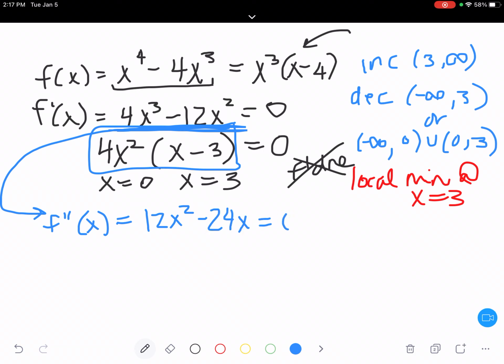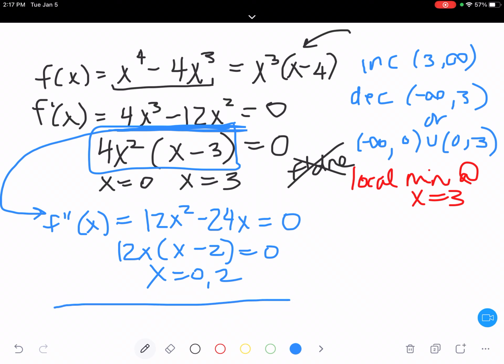And I'm going to also set this one equal to 0. Okay, and I could factor a 12x out of here and I'll be left with x minus 2 equals 0. And so I'm going to have zeros at 0 and at 2. Okay, sign chart. It's just my number line again, but it's going to be f double prime this time. And I have zeros at 0 and at 2.